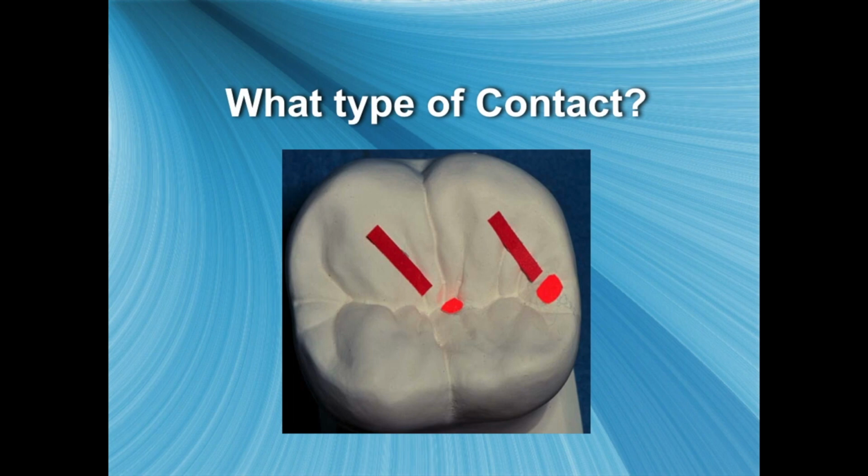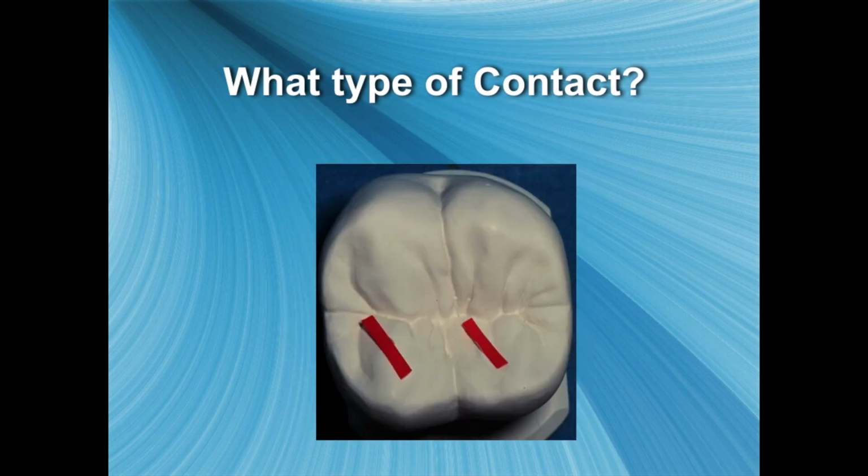If you guessed that that is a non-working contact, those red lines are. The red dots are the centric stops, and someplace between the centric stop and the line, there is a cusp somewhere else in the arch that is separating this tooth. But in general, these are good types of non-working contacts for a balanced articulation.